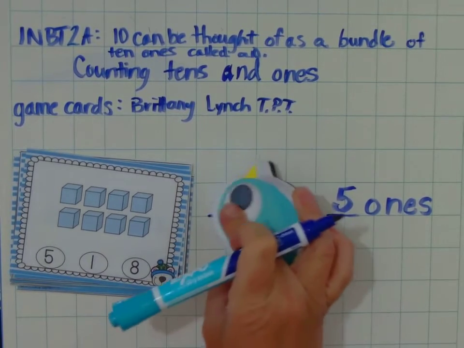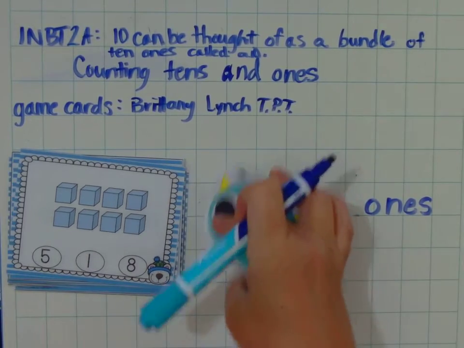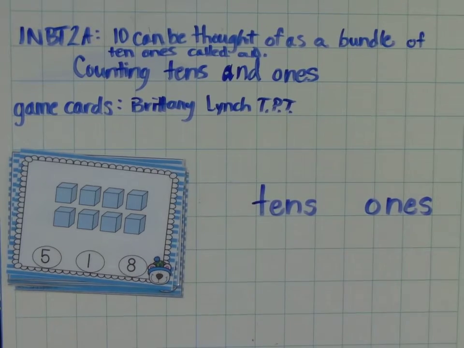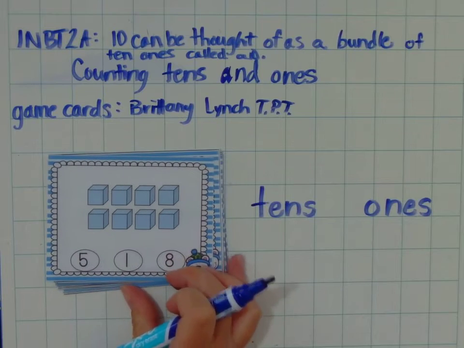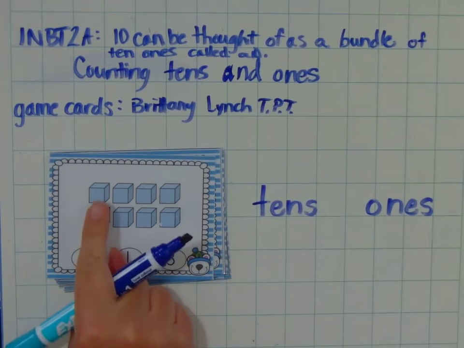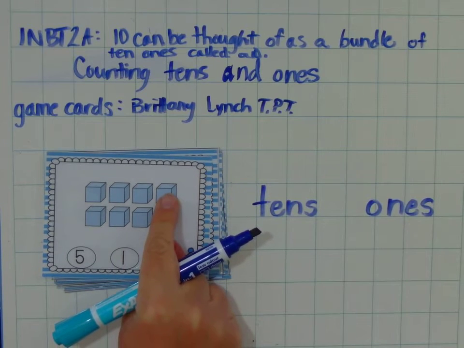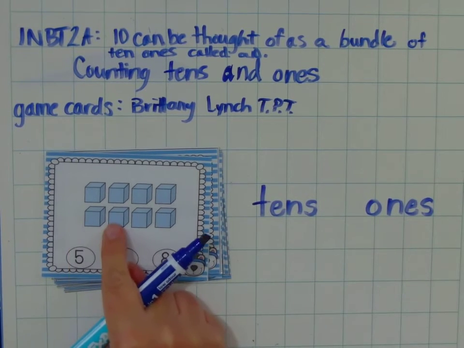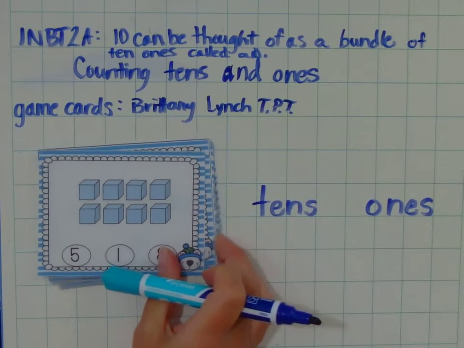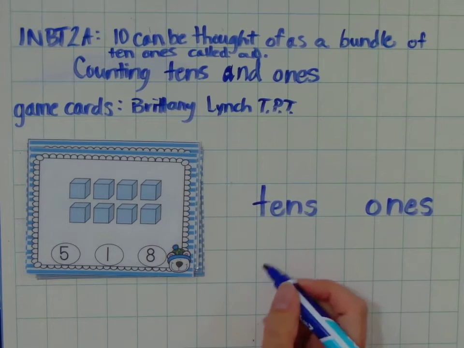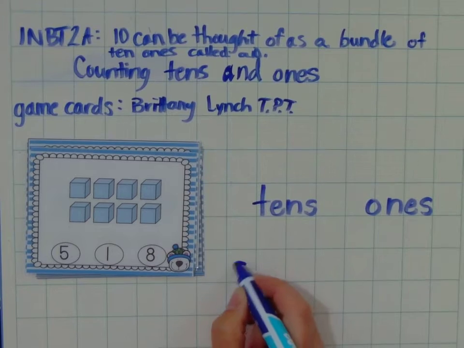The next card we have, I'm just going to erase the blank tens and blank ones, and we're going to count them together. Okay, so here we have several ones. Let's count them. 1 one, 2 ones, 3 ones, 4 ones, 5 ones, 6 ones, 7 ones, 8 ones. We have 8 ones.